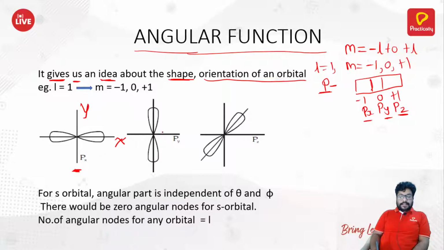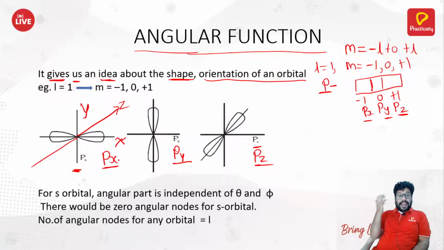This is along the y-axis, so py. And the third one is what? This is your z-axis. If it is along the z-axis, it's a pz. Along the y-axis, py. Along the x-axis, px. That is how a p orbital actually exists. Now, see, for the s orbital, the angular part is independent of theta and phi.